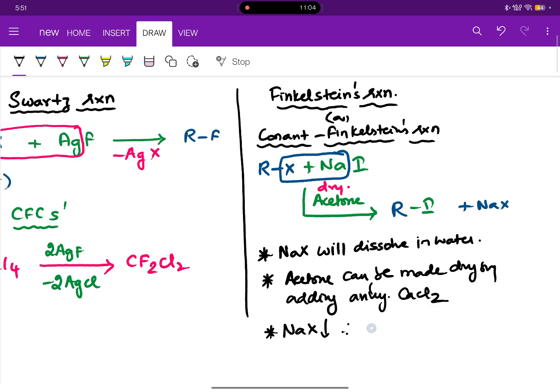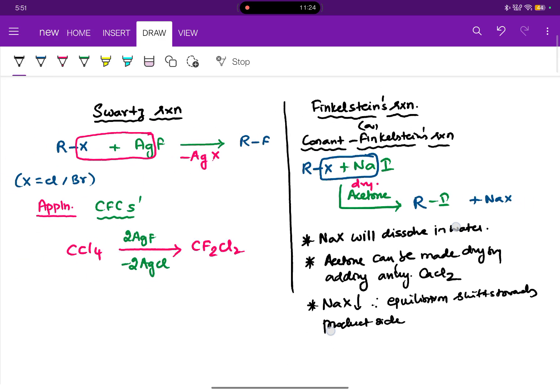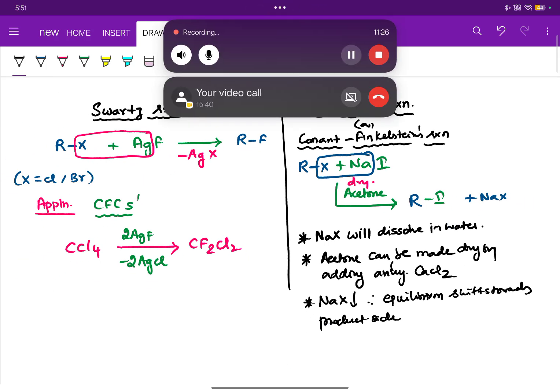Thereby what will happen? Equilibrium shifts towards the product side. So when the equilibrium shifts towards the product side, automatically more alkyl iodides are prepared. Copy this.